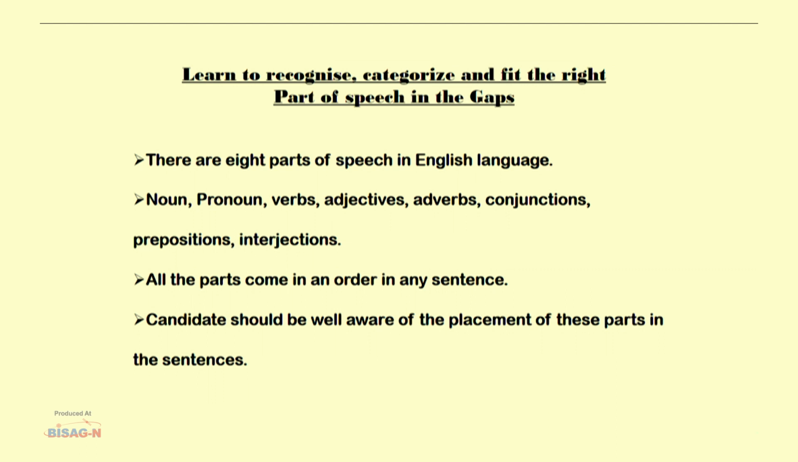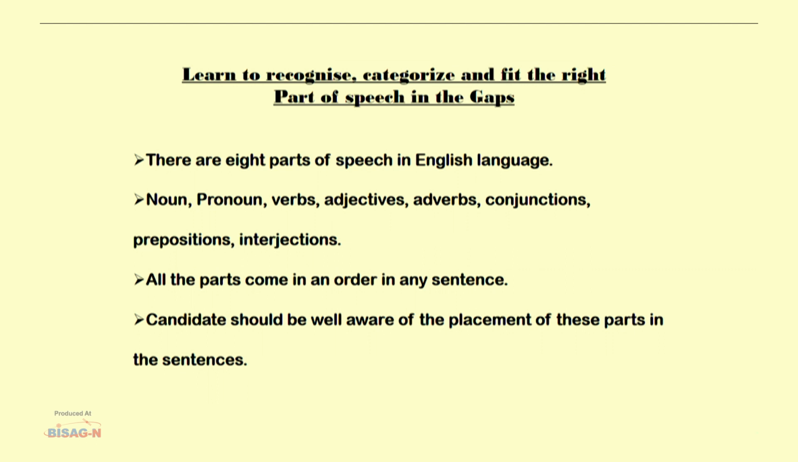Out of which we have already done what are nouns, what are pronouns. Nouns are all the names. Pronouns are any word that you use in place of a noun, like he, she, it, they, I, we, you. Verbs are all the actions. Adjectives are all the qualities that you assign to nouns and pronouns. Adverbs are all the words that are used to describe a quality of an adjective or a verb. These are some of the parts of speech that, if you prepare them, will help you with the gap-filled questions.